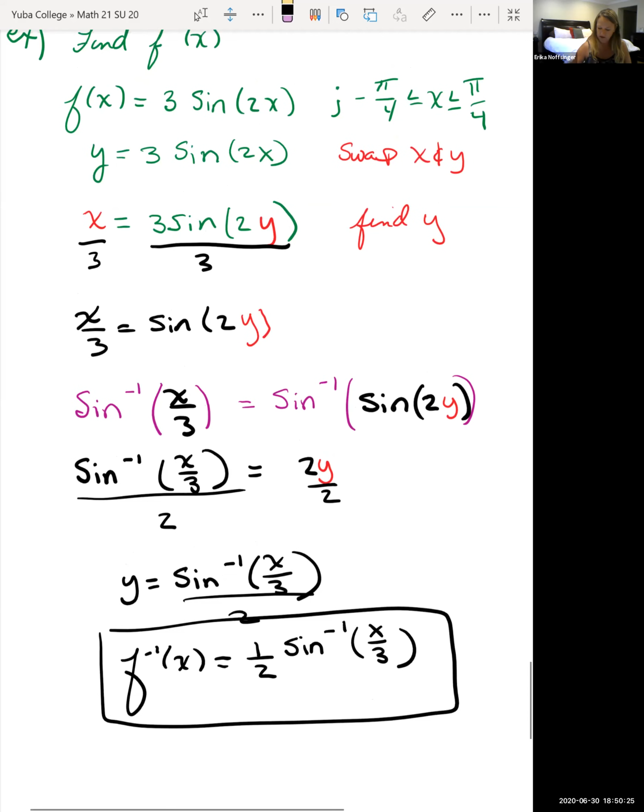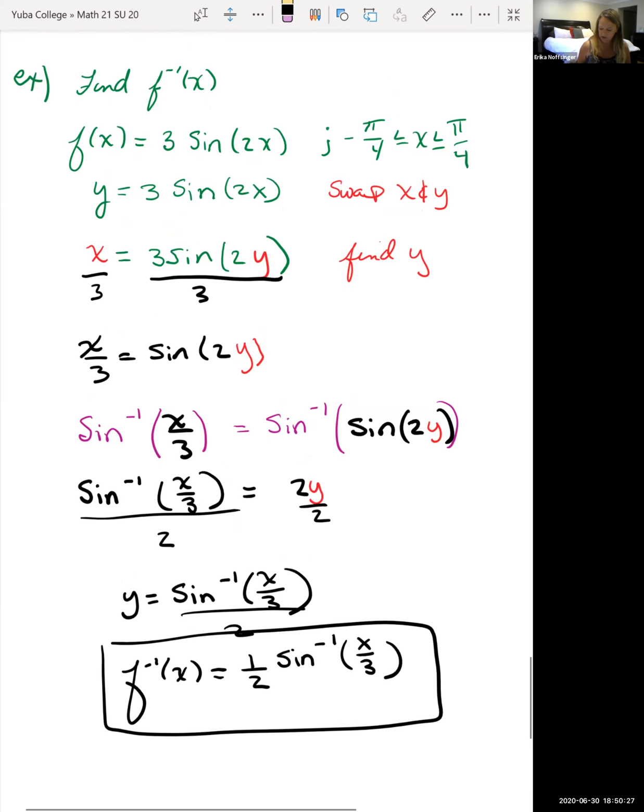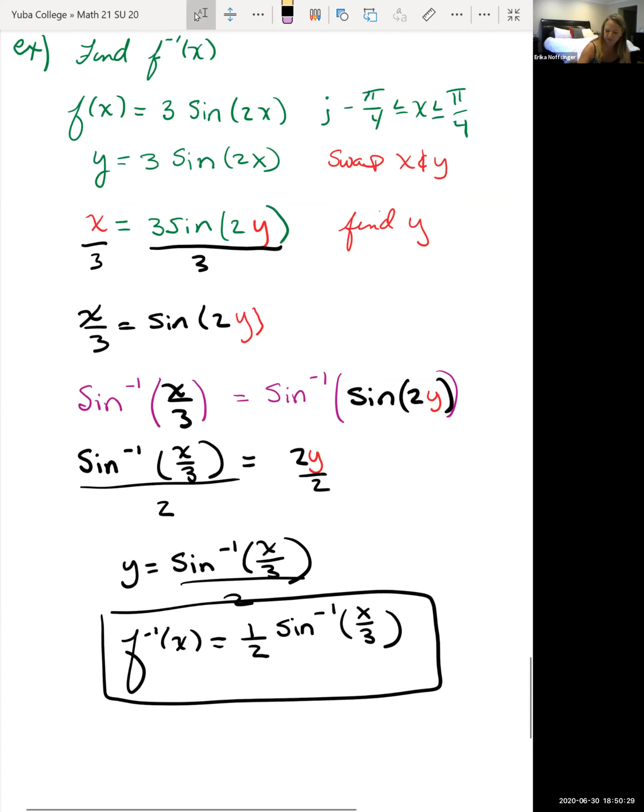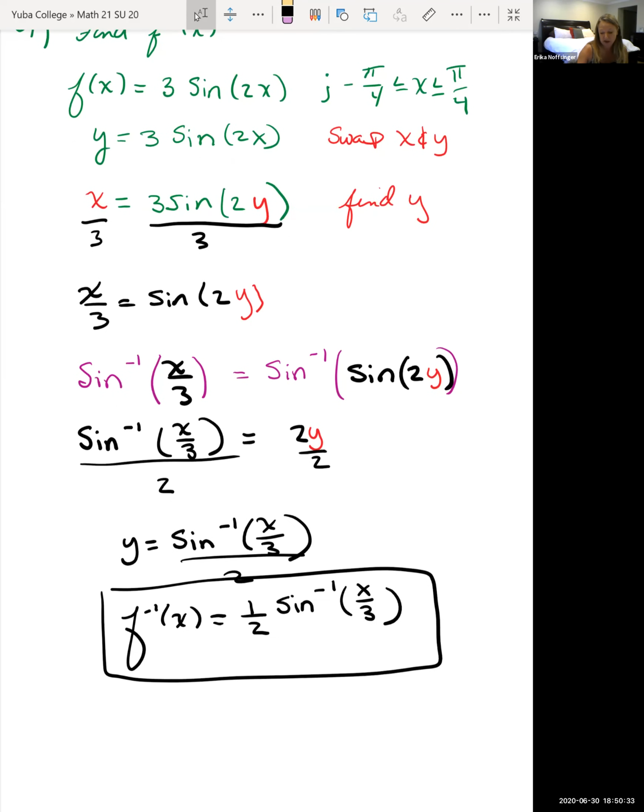Okay. And so we could test it. We can show that that is the inverse function by taking the composition of both sides. So let's just show it.